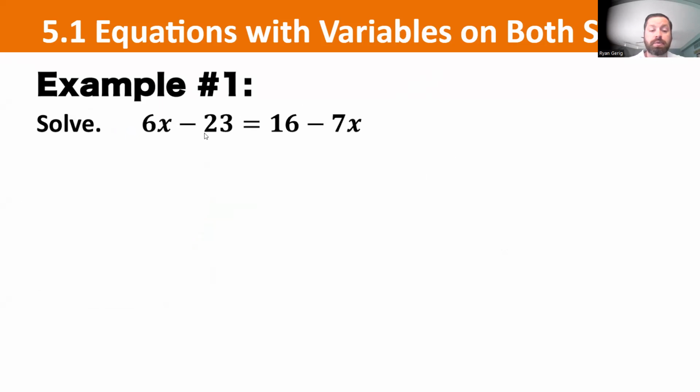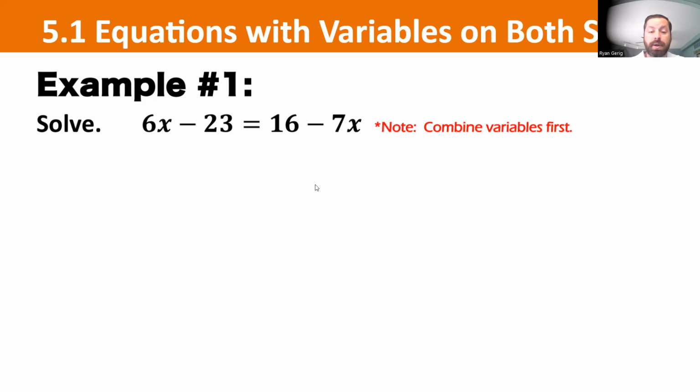So we have 6x minus 23 equals 16 minus 7x. And the first thing that should pop out, probably no surprise here, is that you have an x on the left and you also have an x on the right. So what do we do in that situation? Well, one thing I want to note is you want to combine your variables first. Now, when I say combine, I mean, in this case, get them together. So I want to move the 6x over to the right-hand side, or I want to move this negative 7x over to the left-hand side. I want to get those together first.